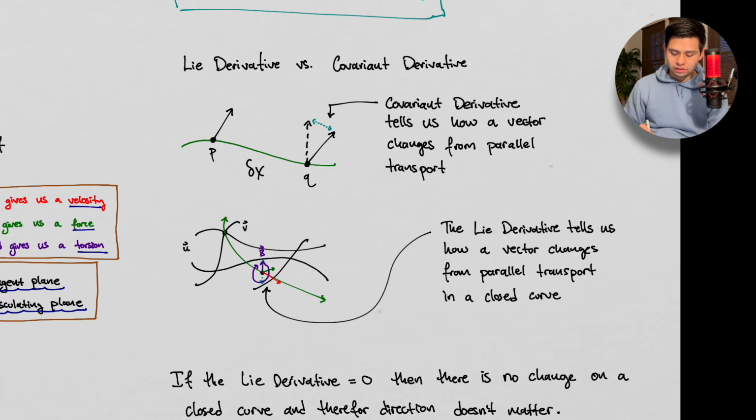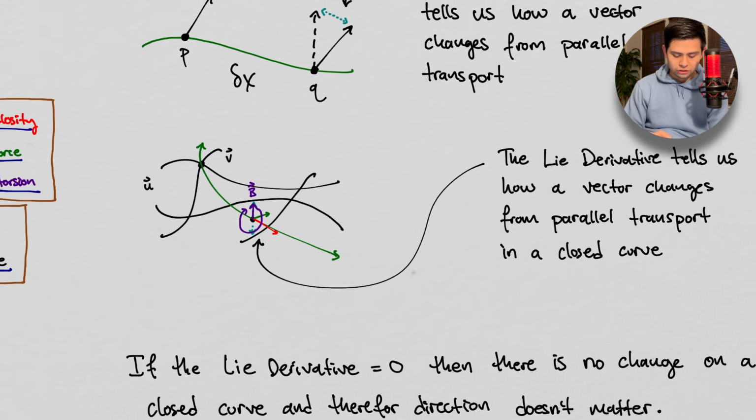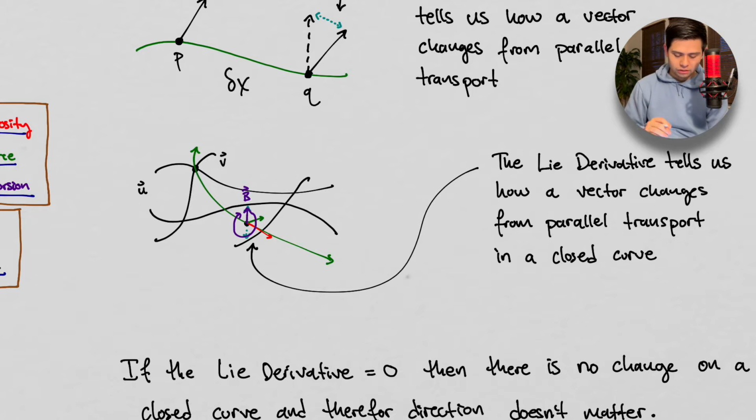Likewise, the Lie derivative is going to tell us how a vector changes from parallel transport on a closed curve. So this picture here, it took me a while to sort of develop this picture, but I really like this picture because I think it puts into perspective the idea of torsion. Suppose we start off at a point P, and here's our point Q that our geodesic passes through.